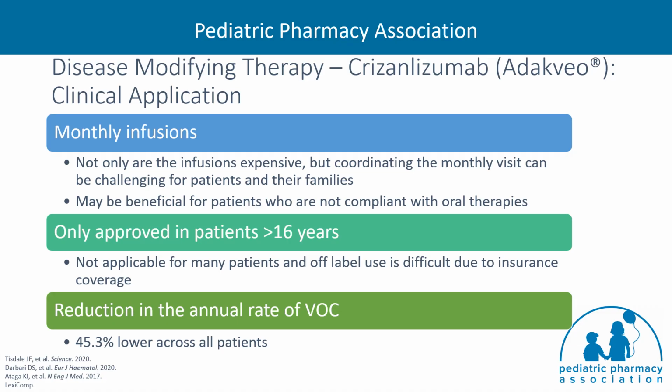And then there is a reduction in the annual rate of vaso-occlusive episodes, which is obviously a huge benefit for these patients. So a little more clear, I should say, on that clinical benefit here. So in the SUSTAIN trial, there was a 45.3% reduction in the annual rate of vaso-occlusive episodes for patients specifically receiving that 5 milligram per kilogram dose.